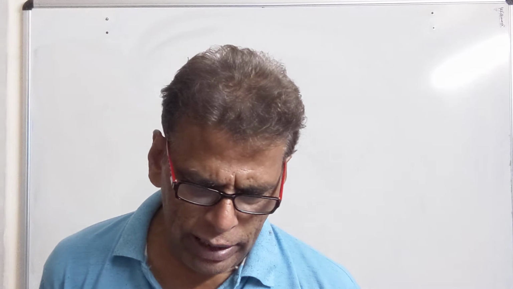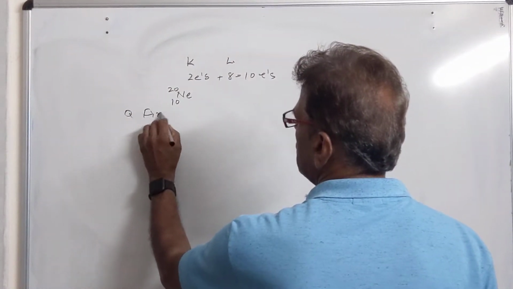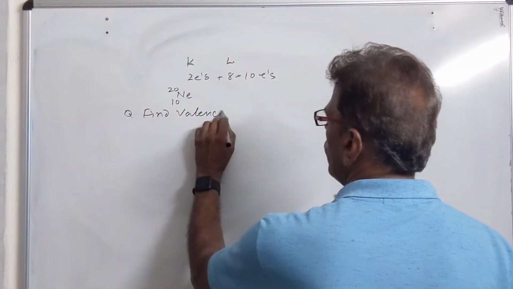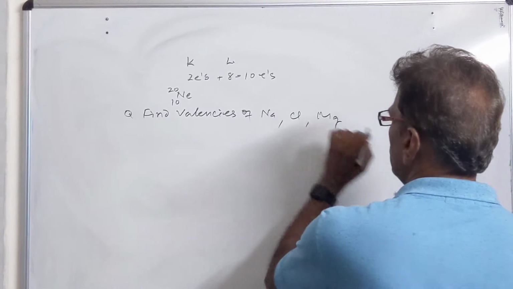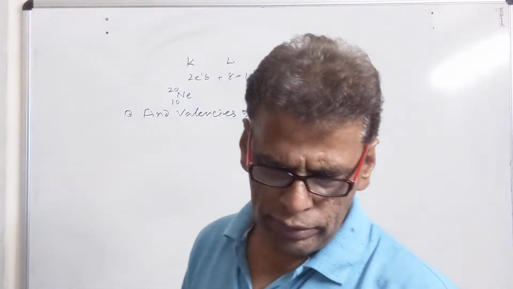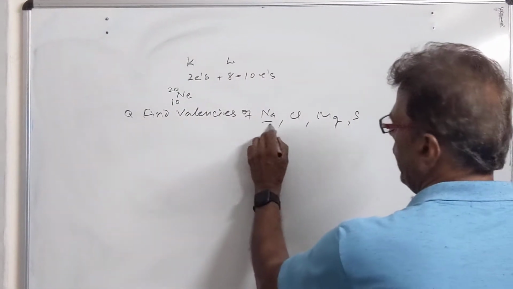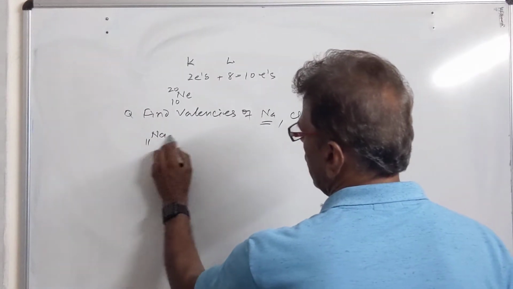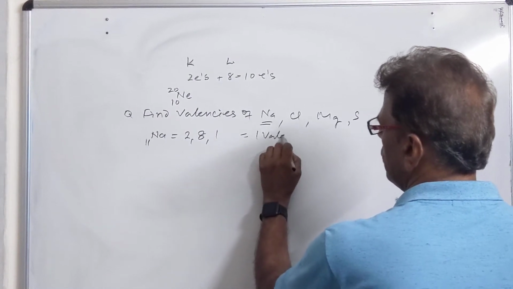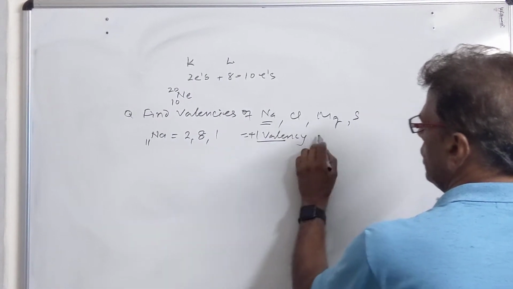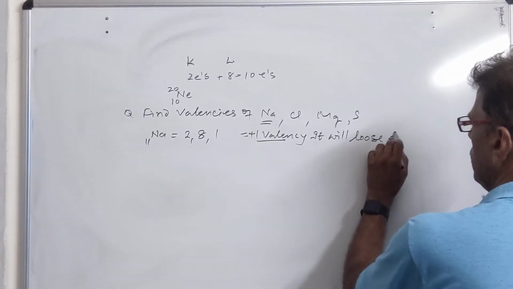Now, how will you find the valency of chlorine, sulfur, and magnesium? Question is, find valencies of sodium, chlorine, and magnesium. Let us take sulfur also. To find out the valency, let us study their electronic configuration. It is 2, 8, 1. So, its valency will be 1 plus, because it will lose 1 electron to acquire stable configuration.